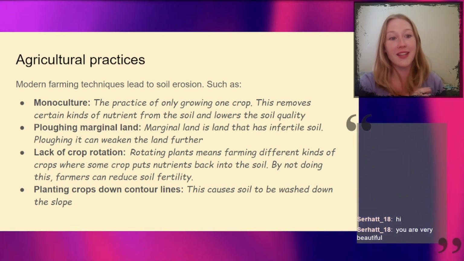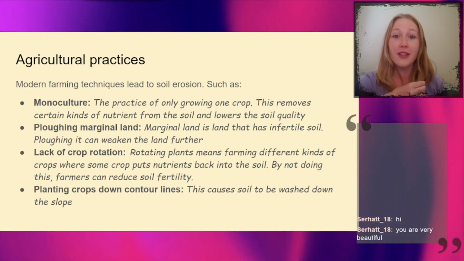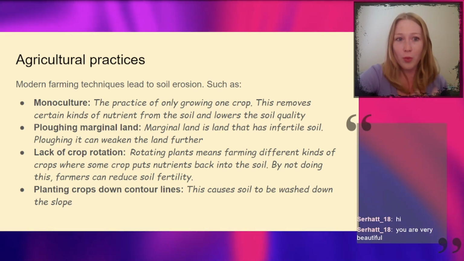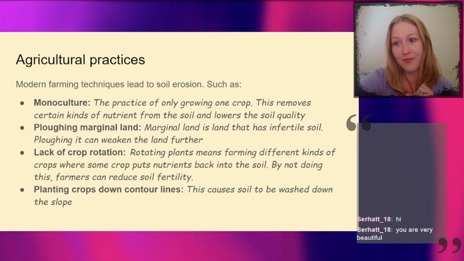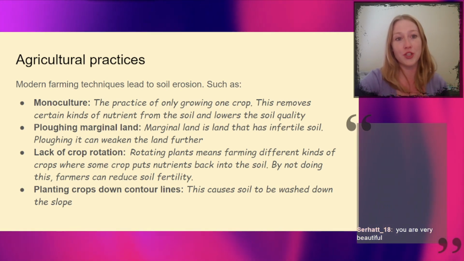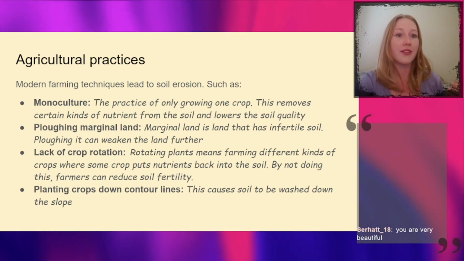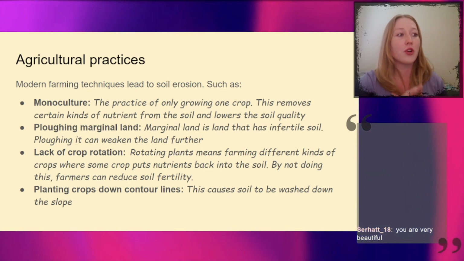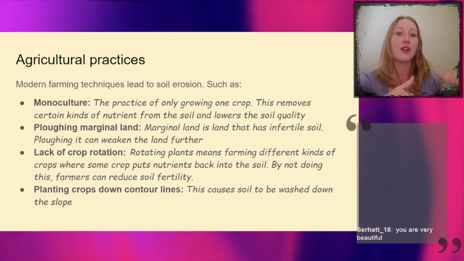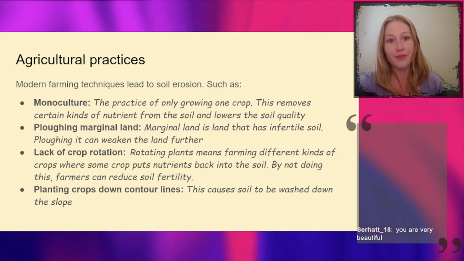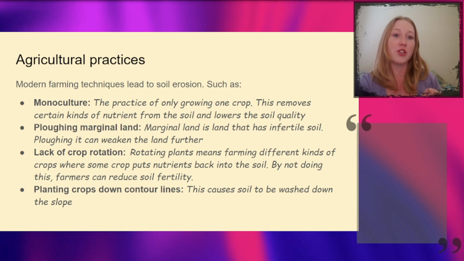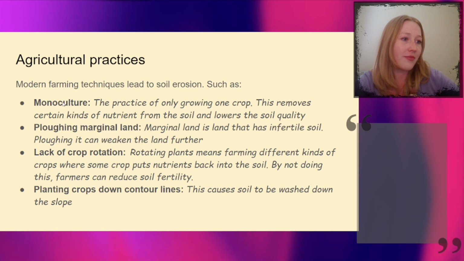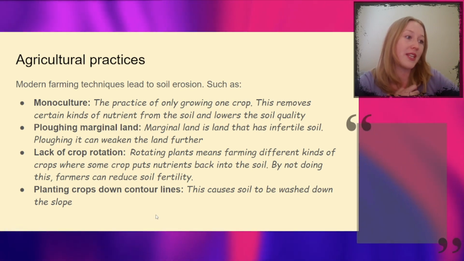So marginal land that's not ideal for farming, and that's why it's kind of discouraged to be used because it can't really support long-term or sustainable farming. Then lack of crop rotation. So I mentioned with monoculture, that is farming the same type of crop over and over again. And crop rotation basically means changing up the crop the whole time. So using crop rotation will help keep the soil healthy and balanced. Okay, and then planting crops down contour lines.